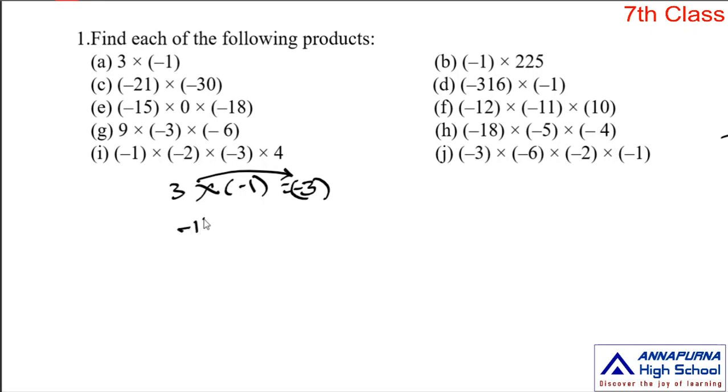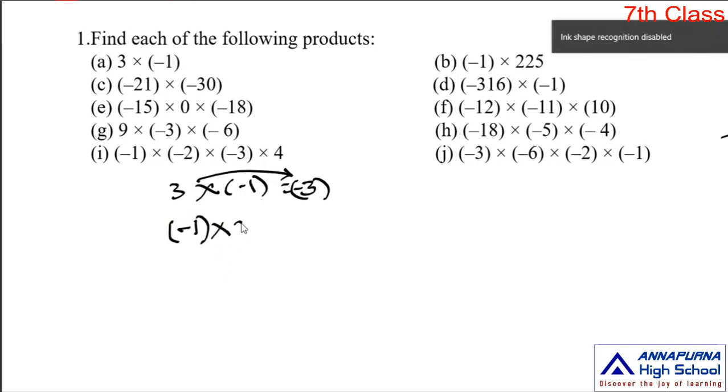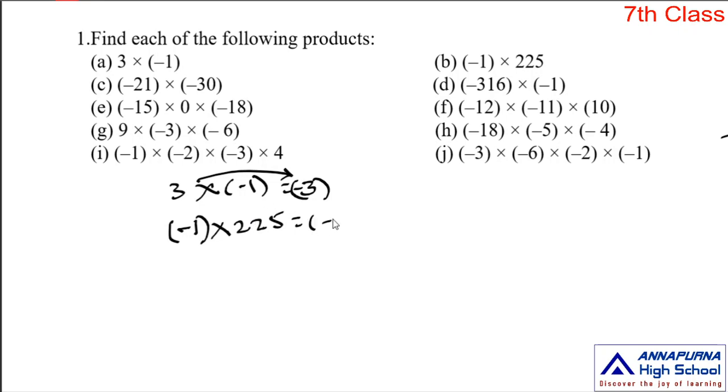Now B. Minus 1 into 225. Here also it is the same. We are multiplying 225 by minus 1, so what is the additive inverse of 225? Minus 225. Like that we can do it.